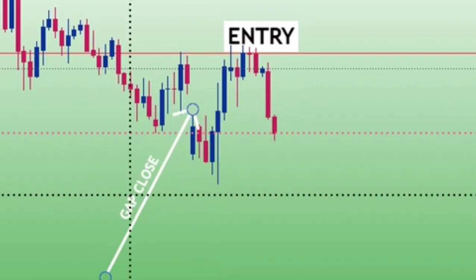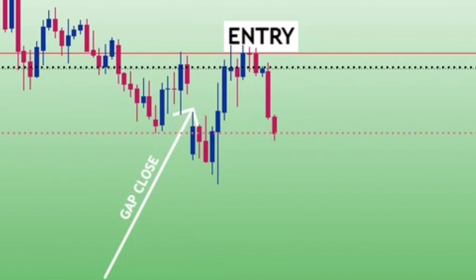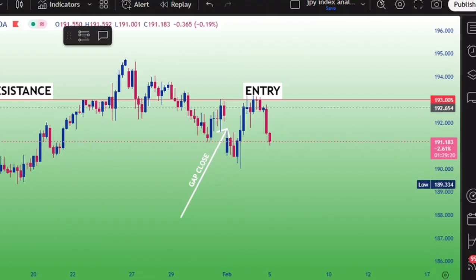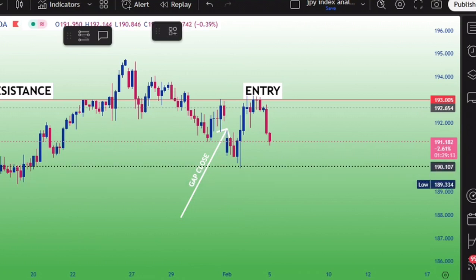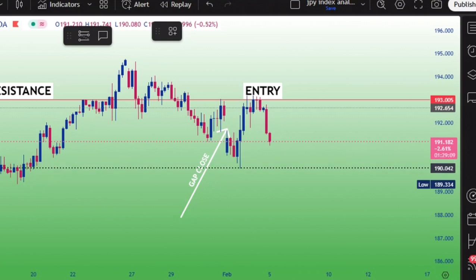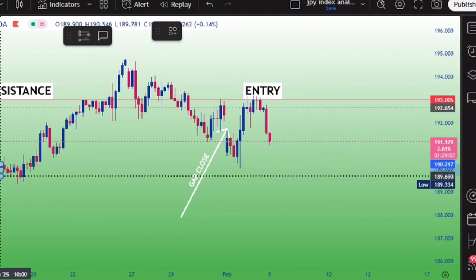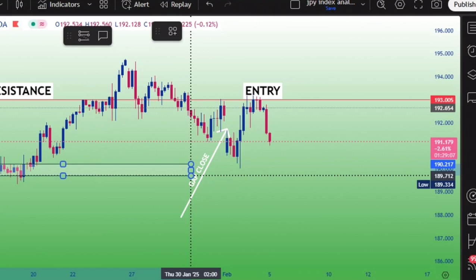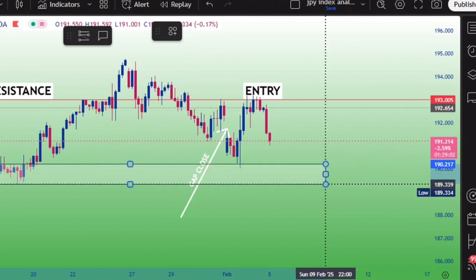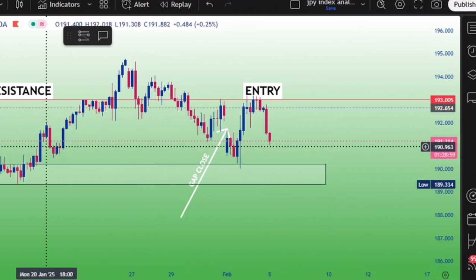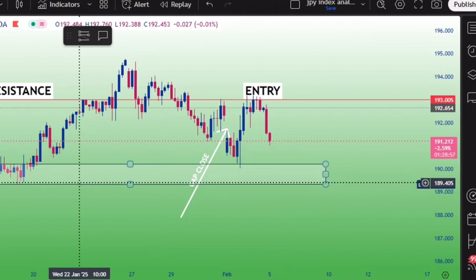You get what I'm saying? So this is the gap close. After the gap close, the market is returning back to this place. You can see this resistance zone, or this support, to say this demand zone, which I'm drawing right here. This demand zone, you can see this is where the market wants to tap in properly before it continues its prior movement.